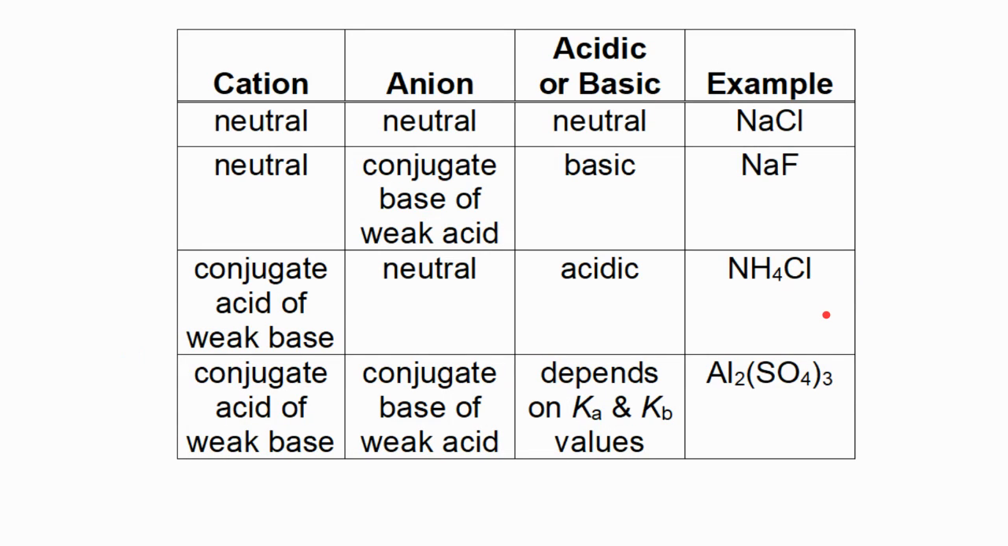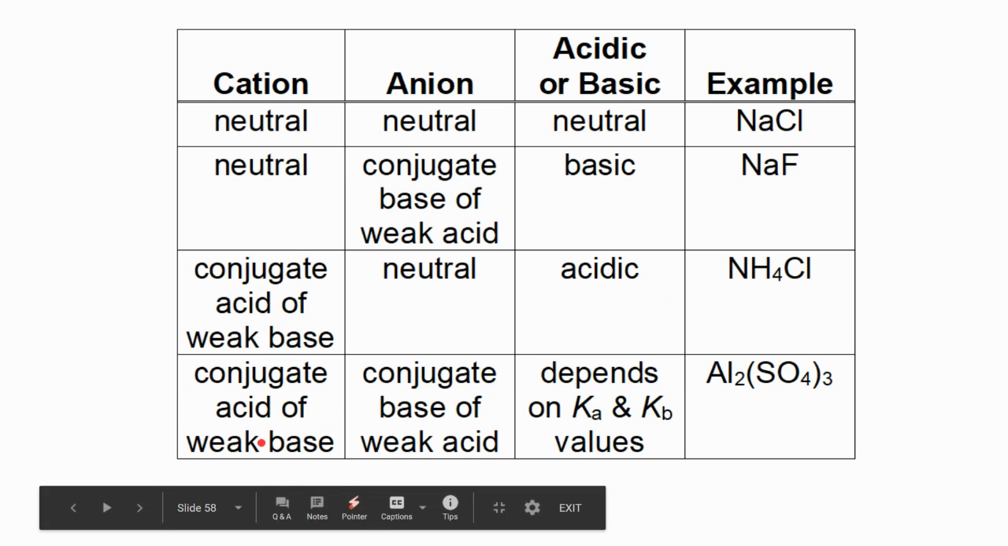This is a table that just kind of summarizes everything. If the cation is neutral and the anion is neutral, the salt is going to be neutral. If the cation is neutral and the anion is the conjugate base of a weak acid, we're going to get something like sodium fluoride, which is basic. This is the conjugate acid of a weak base with a neutral anion. You'll get something that's acidic.